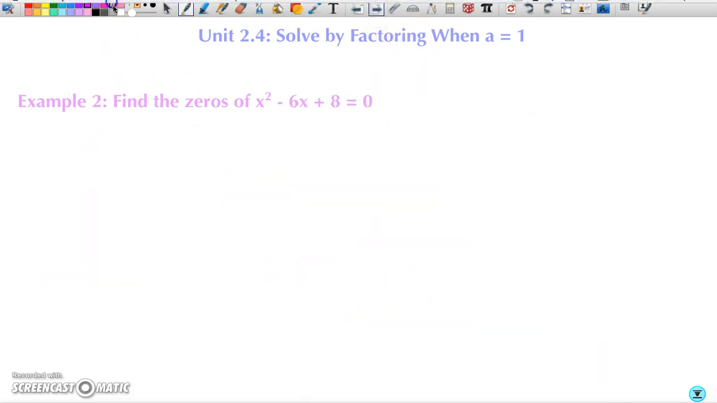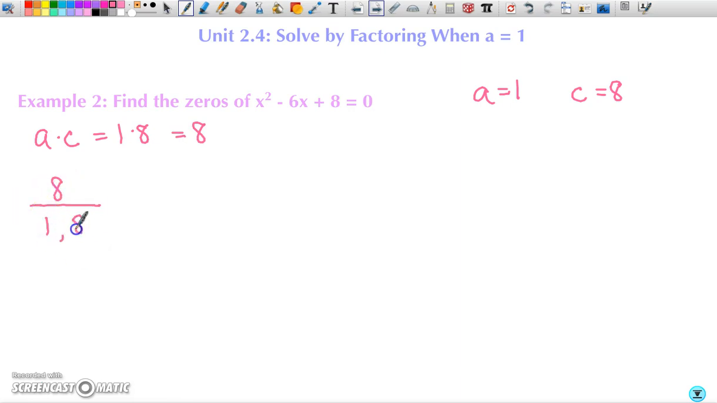Okay, so in the next example, so again, still factoring, we do a times c to kick off. It's already in standard form. A is 1, c is 8. So 1 times 8, which is just 8. So what are some factors of 8? We could do 1 and 8. We could do 2 and 4.